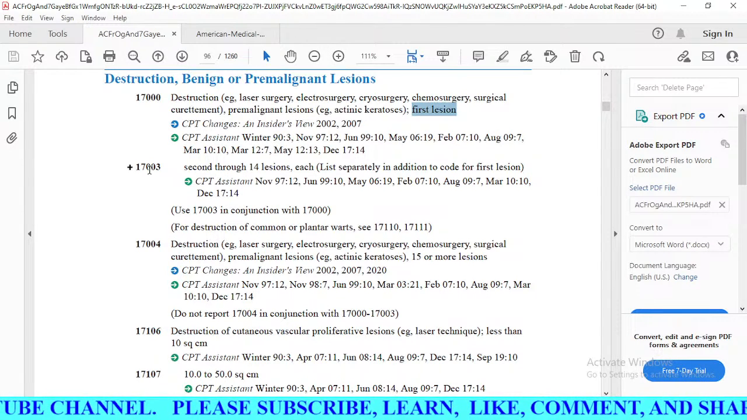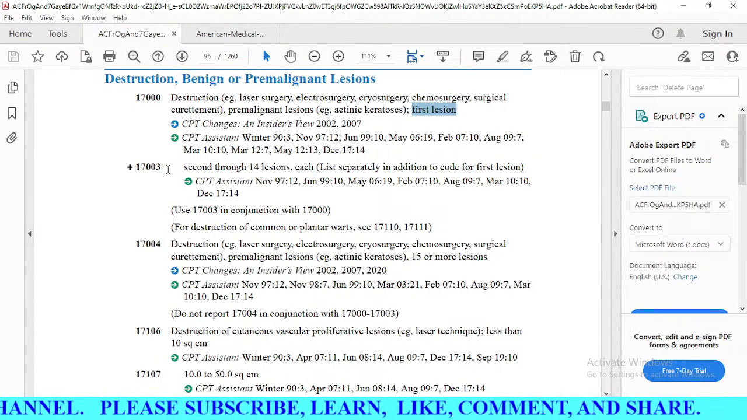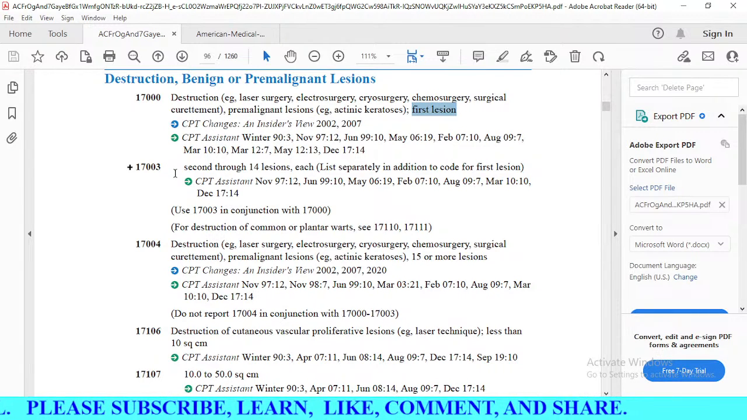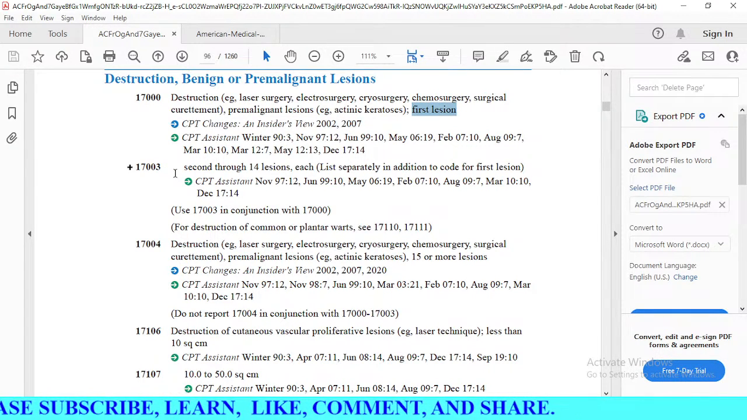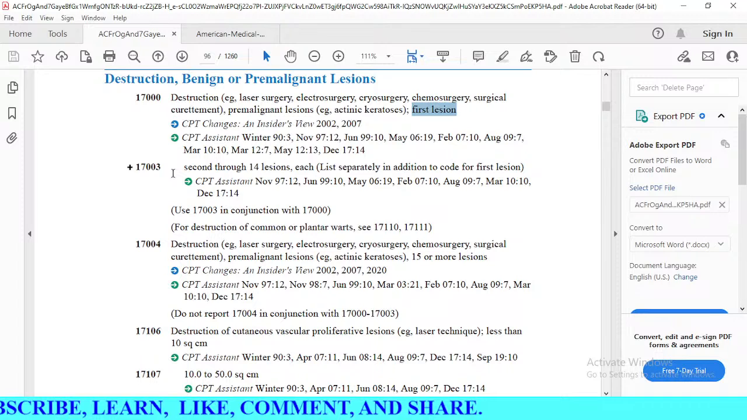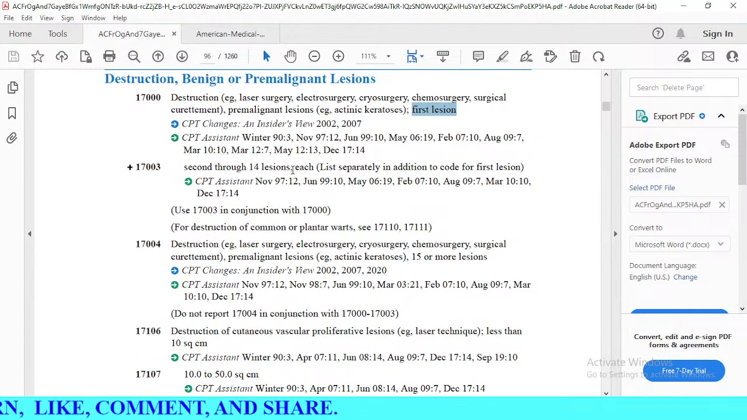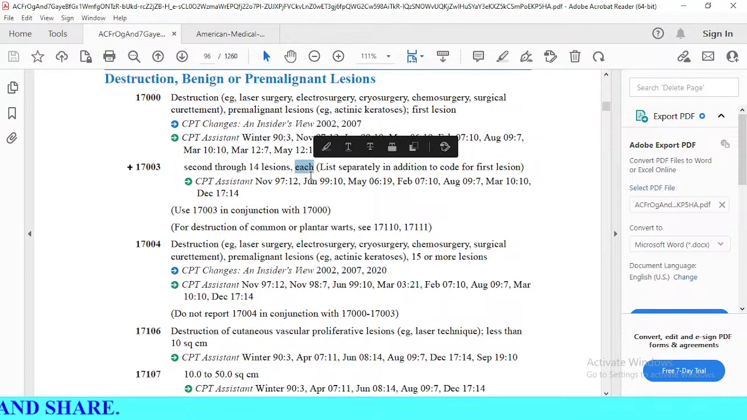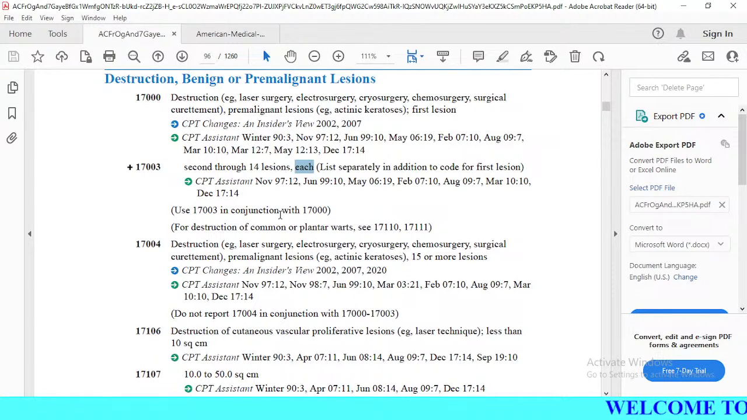See here, plus means we can't use it as a primary code. It is an add-on code, so we can never code an add-on code as a primary code. 17003 is for the second through 14th lesions: the first lesion is coded separately, and the second to 14th lesions are coded each. Each means we need to code each and every lesion, but only up to 14. If it is above 14, we need to use 17004.